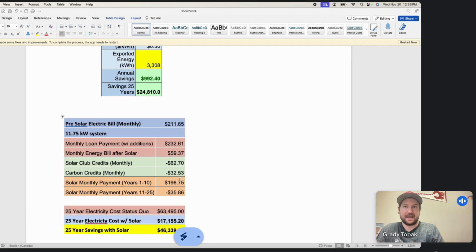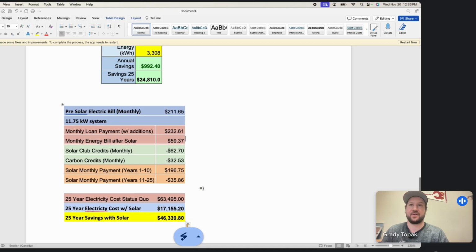So right off the get-go, I'm already paying less on a monthly basis than what I paid on an average electricity bill last year, except that money is now going into the equity of an appliance upgrade of my home. Now, when things really get valuable in terms of return is when this monthly loan payment falls off after I've paid it back in year 10.